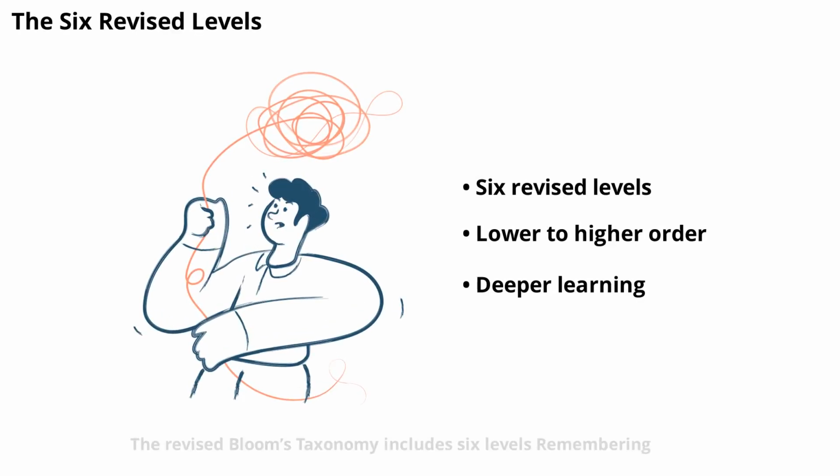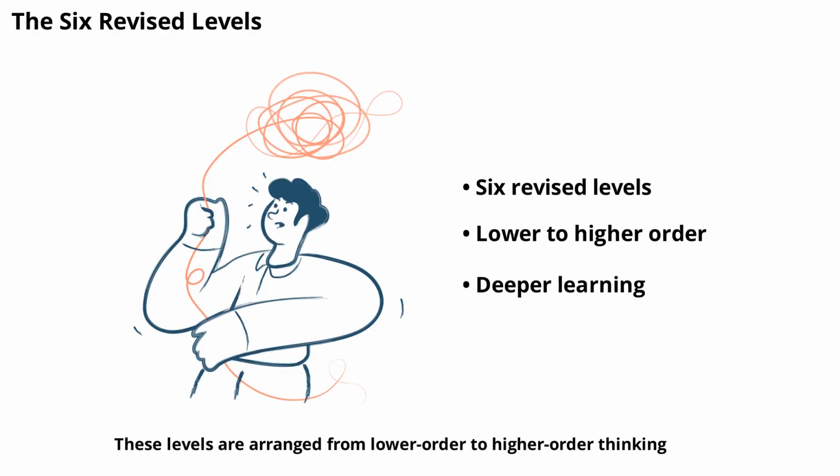The revised Bloom's taxonomy includes 6 levels: remembering, understanding, applying, analyzing, evaluating, and creating. These levels are arranged from lower order to higher order thinking. The new taxonomy encourages learners to move beyond memorization and engage in deeper, more meaningful learning activities.